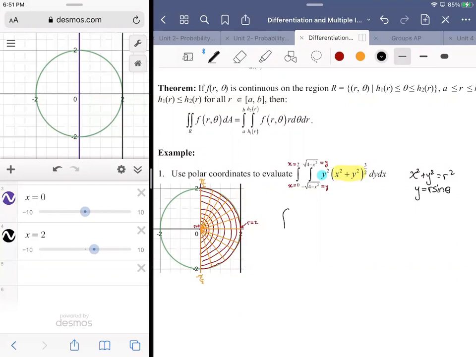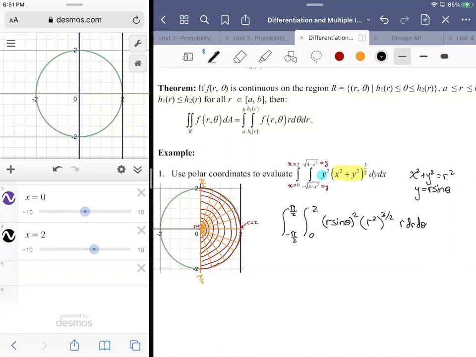Right, so integral going from -pi/2 to pi/2. Integral going from 0 to 2. Then r sine theta squared. Then r squared raised to the 3/2. And then instead of dy dx, r dr d theta. So then it's just a matter of a little bit of housekeeping.